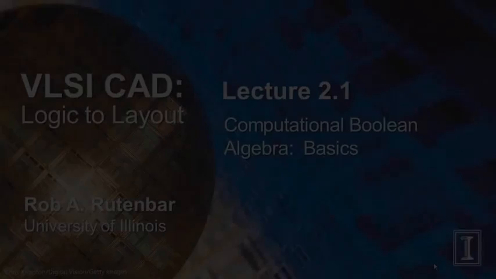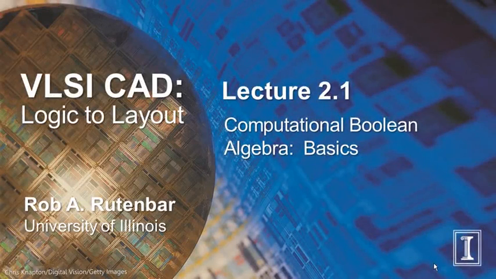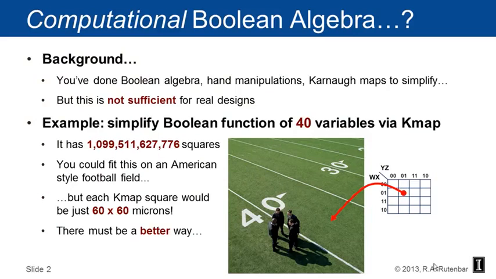So in this first set of lectures on computational Boolean algebra, lecture 2.1, our first topic is how do we take complicated Boolean things apart into simpler pieces? So we're going to introduce the foundational tools for doing that. So here's lecture 2.1. This is where we're going to start talking about Boolean algebra from a computational angle. Computational Boolean algebra basics. So what do I mean by computational Boolean algebra?